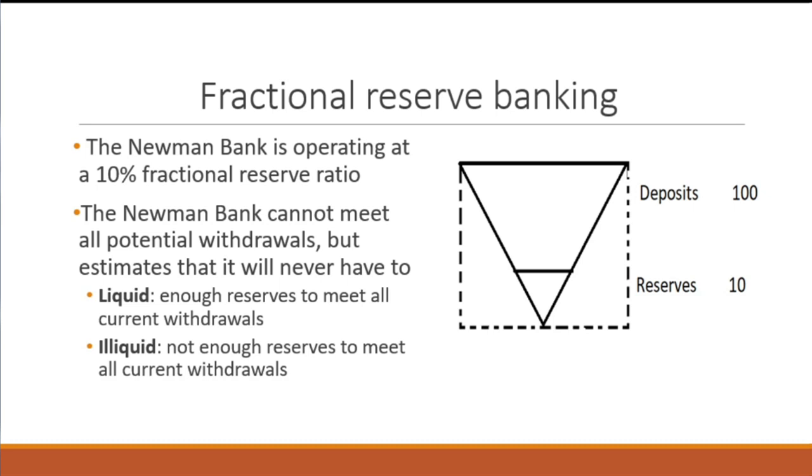If the bank can meet all current withdrawals, it's liquid. It has enough reserves to meet them. So if people want to redeem $5,000 of their money substitutes, the Newman Bank will be able to do so. On the other hand, if people want to redeem more than what they have in reserves, it's illiquid. It can't meet all current withdrawals, and then it has to close its doors. So a fractional reserve bank is going to try to estimate. It obviously doesn't want to make a bad judgment, or else it's going to quickly go out of business. And as we'll see, the Newman Bank has made a bad judgment. It will quickly go out of business if it makes a $90,000 loan with only $10,000 of reserves.